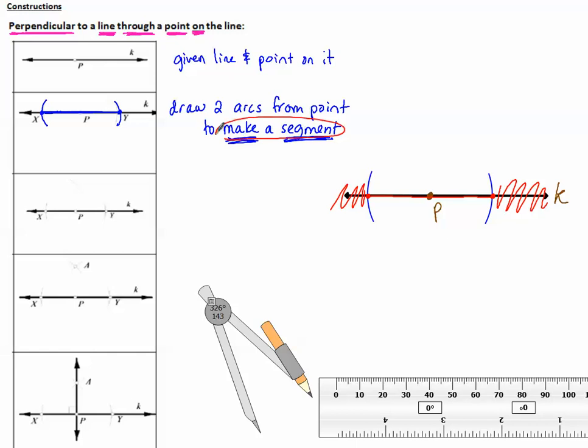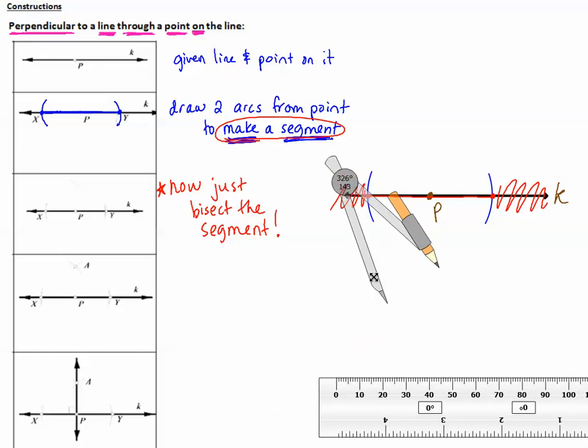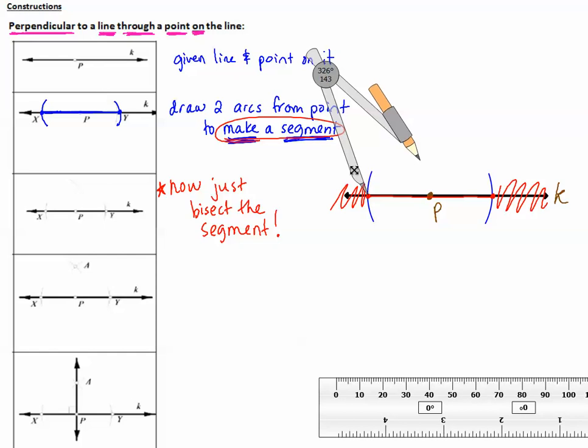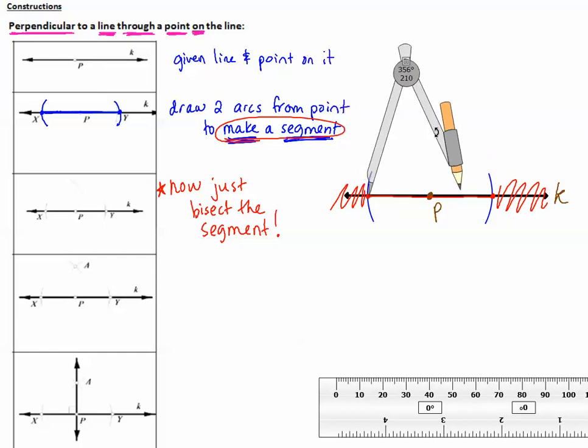Once we make a segment, now we just bisect the segment. And you already have notes on this. So we're just going to review bisecting the segment. What does that look like? Let's review. Take the center, the needle of your compass, over to one end point. Make sure your compass is open past halfway of your segment. Now remember, these are the two endpoints of your segment. The rest we don't need.